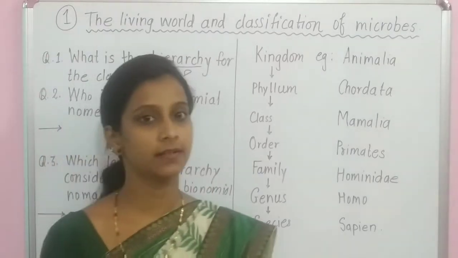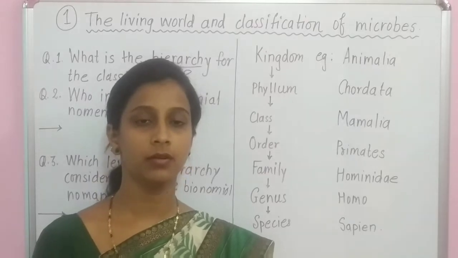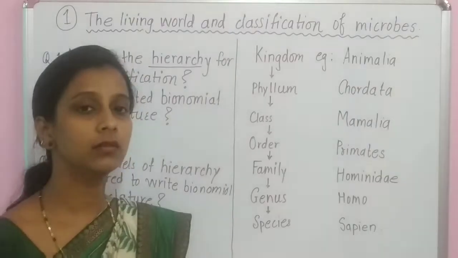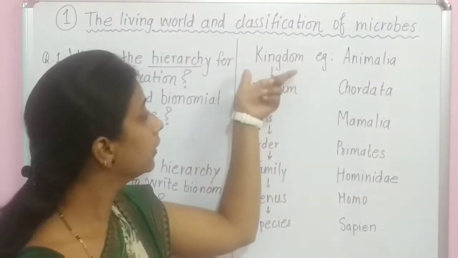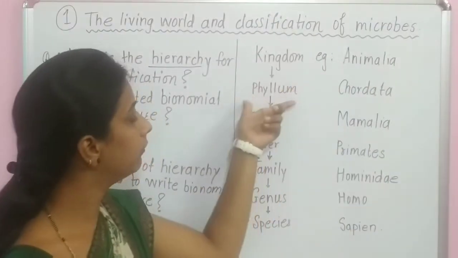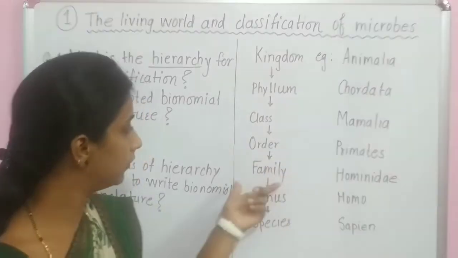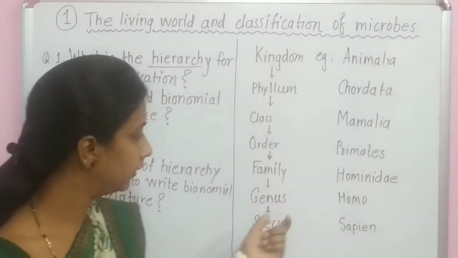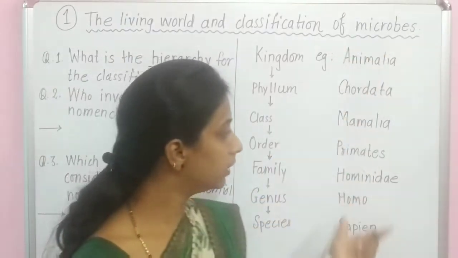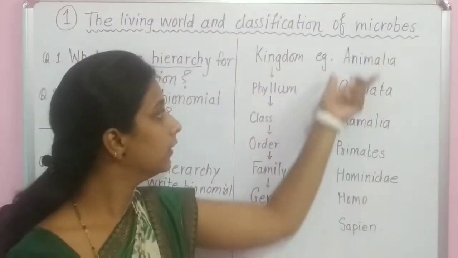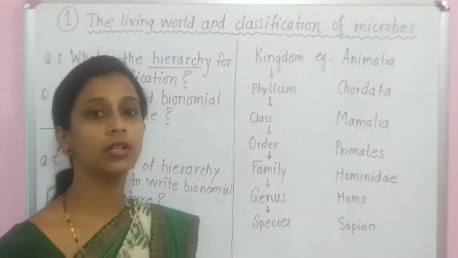Now let's take the example of human beings. We are animals, humans. So how are humans classified according to the method of hierarchy? The kingdom of human is Animalia, phylum is Chordata, class is Mammalia, order is Primates, family Hominidae, genus Homo, and species sapiens. So every living organism is classified according to hierarchy in this way. This is the example of humans.